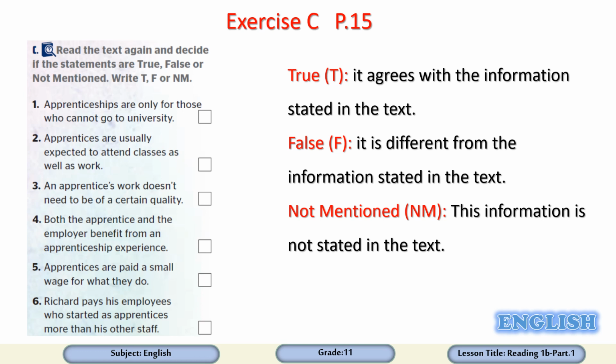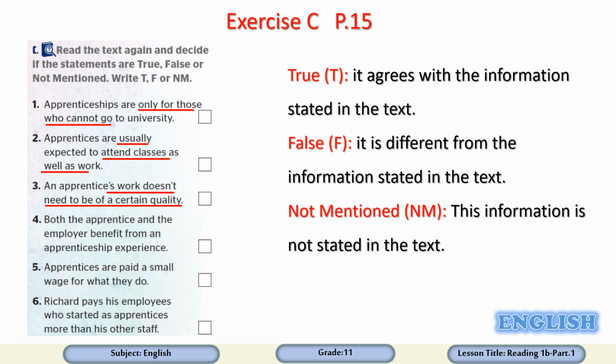Number one, apprenticeships are only for those who cannot go to university. What are the keywords? Yes, very good. Only for those who cannot go to university. Number two, apprentices are usually expected to attend the classes as well as work. What are the keywords? Yes, very good. Usually, attend the classes as well as work. Number 3, an apprentice's work doesn't need to be of a certain quality. What are the keywords in this statement? Yes, very good. Doesn't need to be of a certain quality.